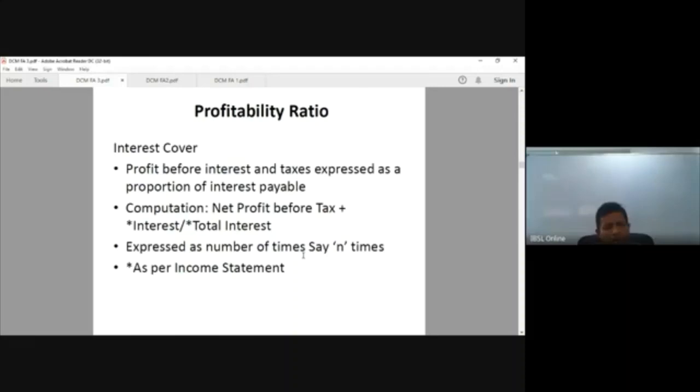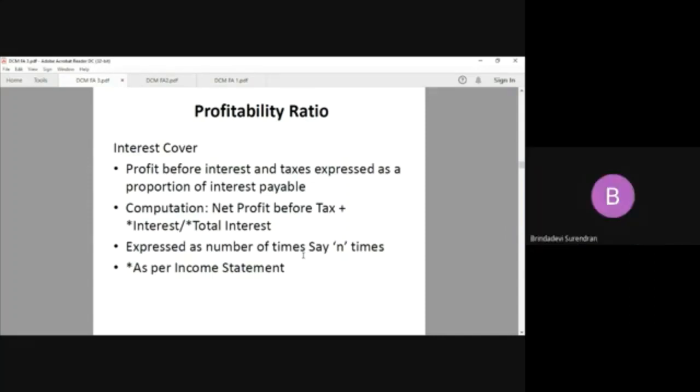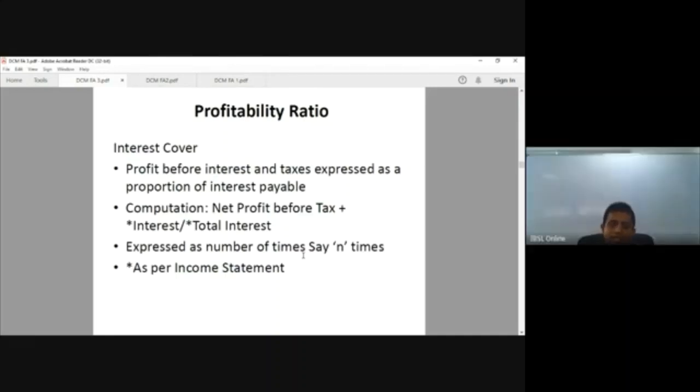And we are not using any average figures, since we are using all figures from the income statement. Are we clear? Yes, sir. Thank you. Right, okay.